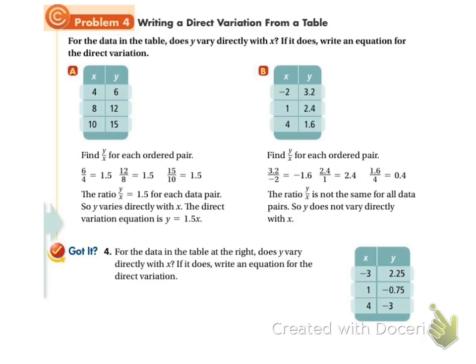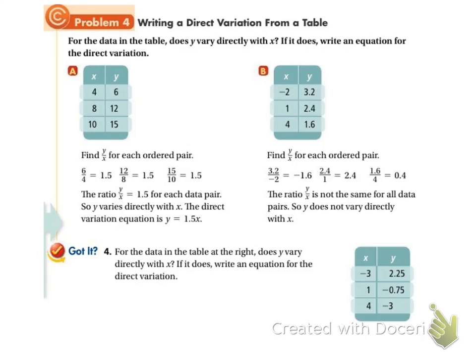Okay, finally, writing a direct variation from a table. This time we're being asked, does y vary directly with x? Meaning, is this a direct variation? To figure that out, I've got my table down here. I need to figure out my k for each point, so I'm going to do it 3 times. If my k is the same number each time, then it is a direct variation.